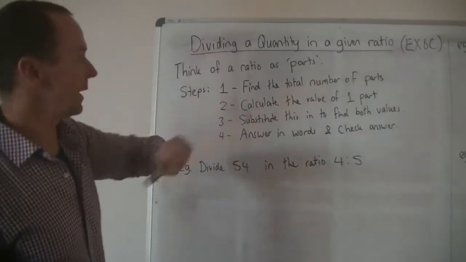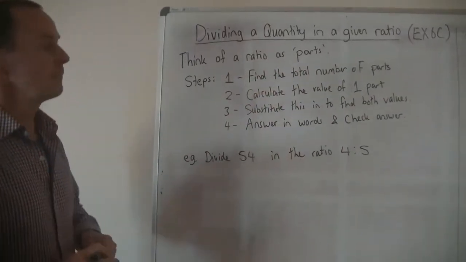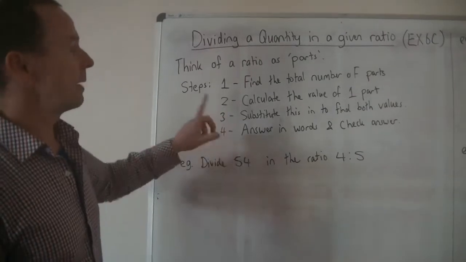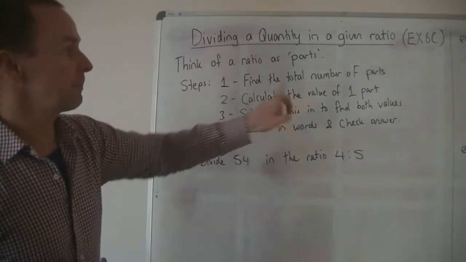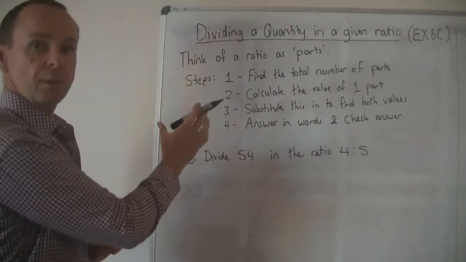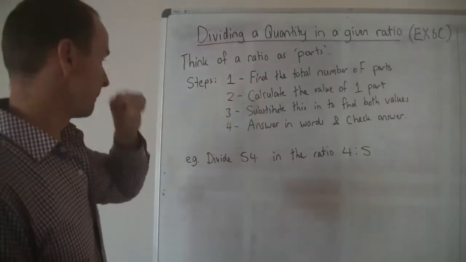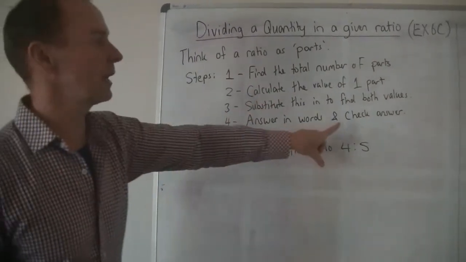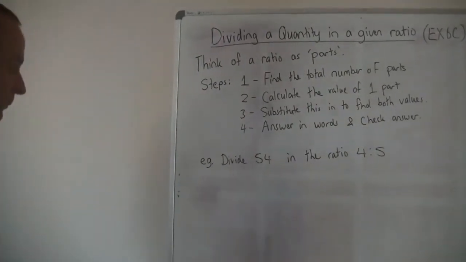Find the total number of parts, calculate the value for one part, which is called the unitary method, but you don't need to know that word anyway; unitary means 1, so 1 unit. Substitute that in to find both values, so if it's 2 to 3, you find the value of one part, and the first bit, the 2 bit, would be double, the 3 bit would be 3 lots of that. Answer in words, and also check your answer using common sense. I'll show you what I mean.